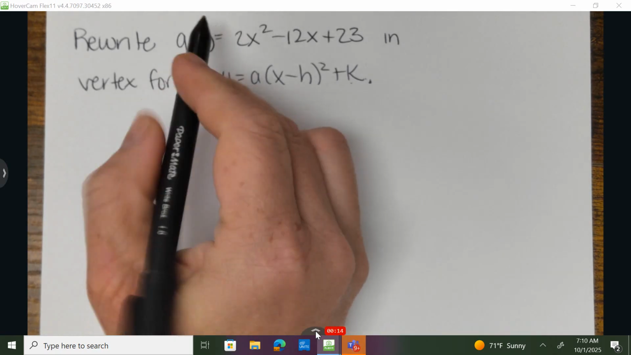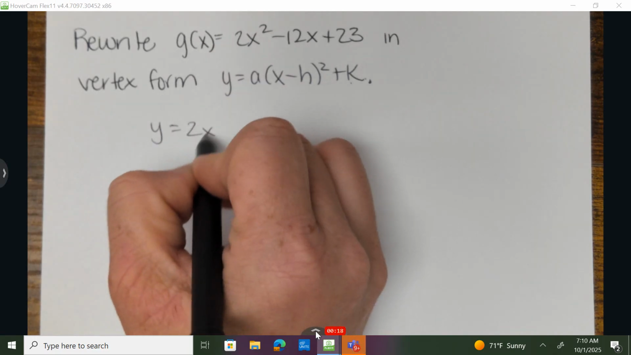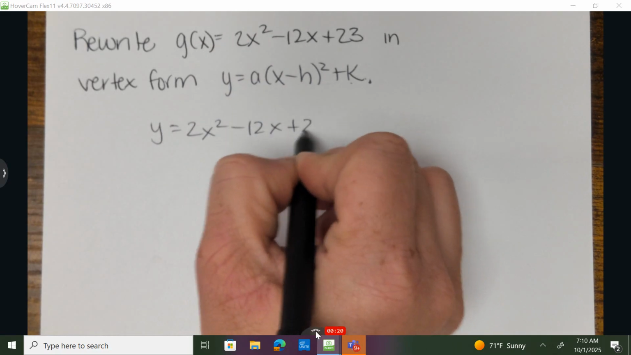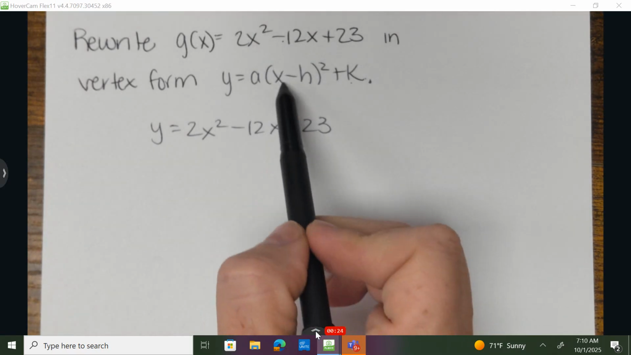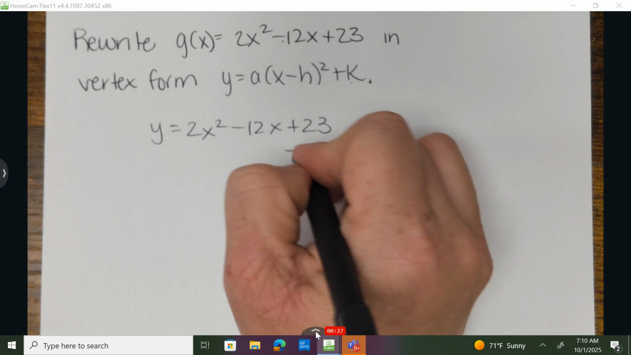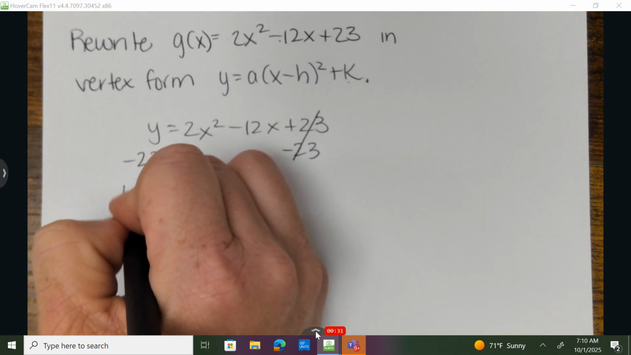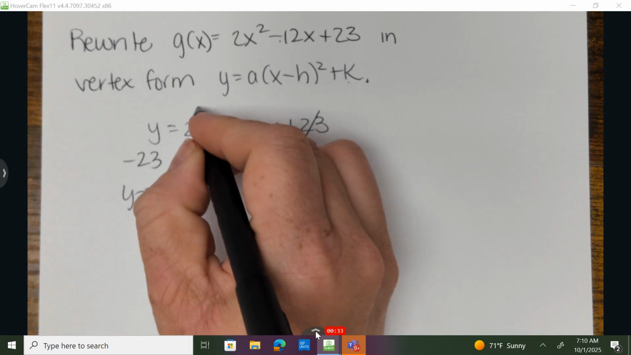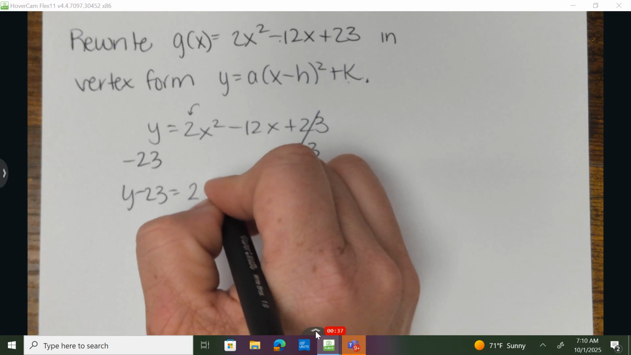So the first thing I'm going to do is replace g of x with y. You are going to be asked to show all of your steps. Simply writing down and rewriting this in vertex form without steps will not provide you with any credit. I'm going to take the constant and move it to the opposite side. Whenever the leading coefficient is any value other than positive 1, I'm going to factor it out.